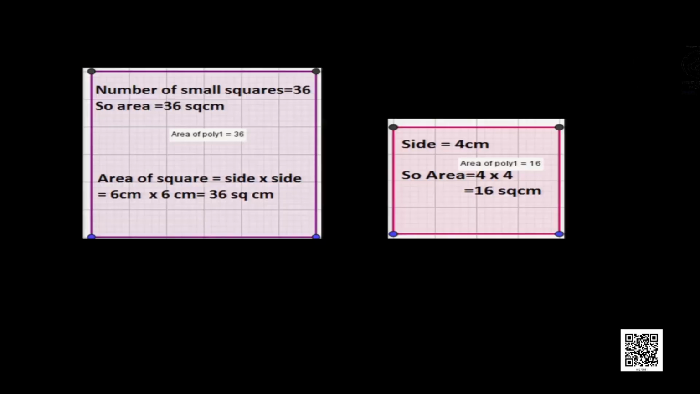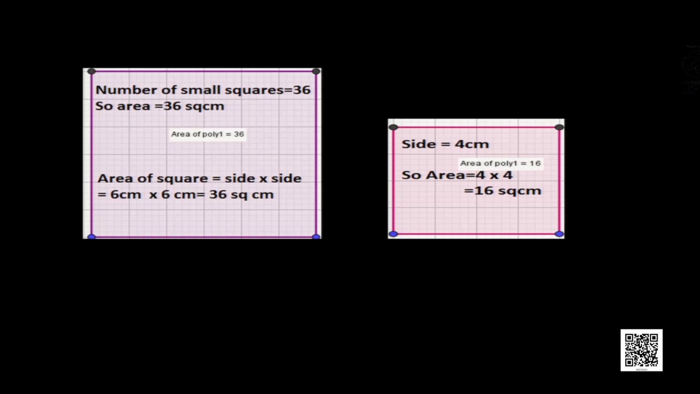What about these squares? The first one is of side 6 centimeter and the second one is of side 4 centimeter. Check the first one, how many squares it is occupying. I think it is 36. How can you calculate easily? 6 into 6, that is 36. And the next one, 4 into 4, 16 square centimeter.